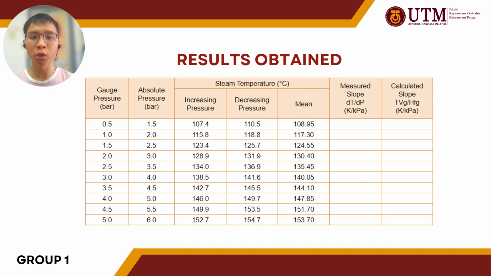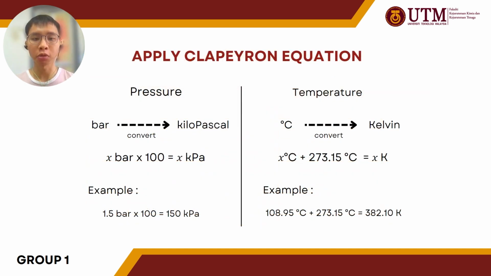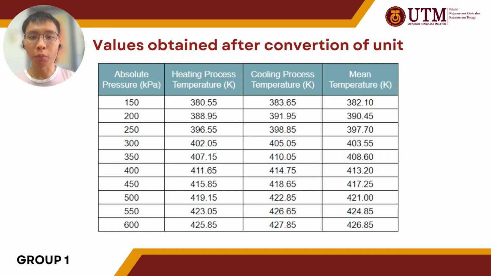To complete the table, the measured slope and calculated slope will be determined as follows. We first apply the Clapeyron equation by converting both the pressure and temperature units to SI units. To convert pressure to SI units, we multiply by 100 to convert the value of X bar to the value of X kilopascal. To convert temperature to SI units, we add 273.15 to the value of X degrees Celsius to obtain a value of X Kelvin. The table shown in this section represents the converted units for absolute pressure and temperature for both the heating and cooling process, and the average temperature.